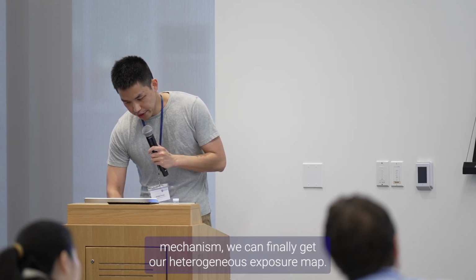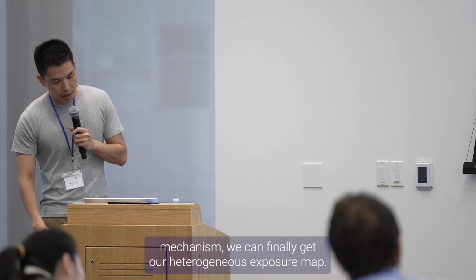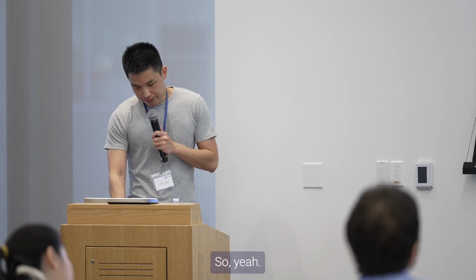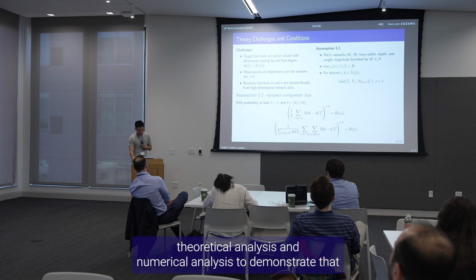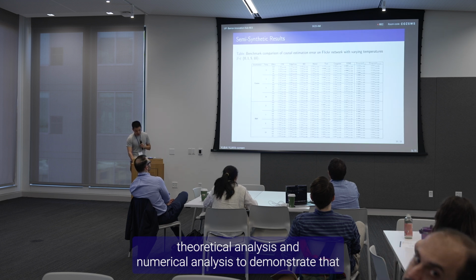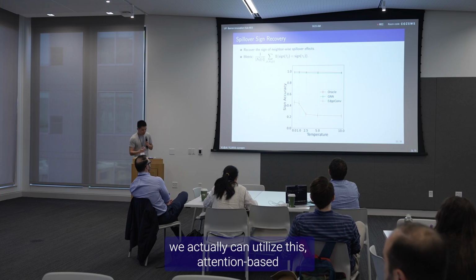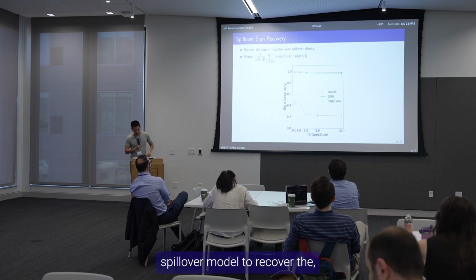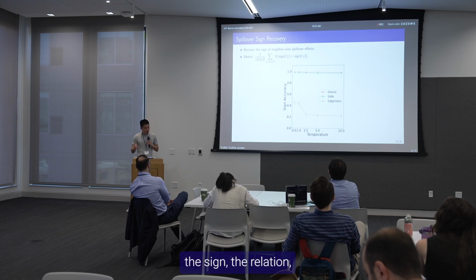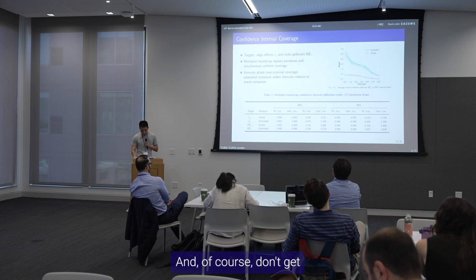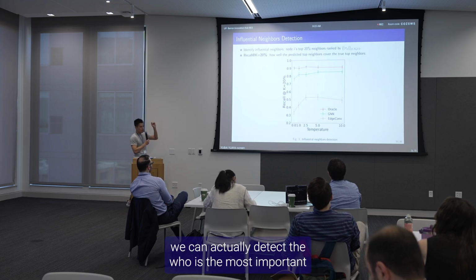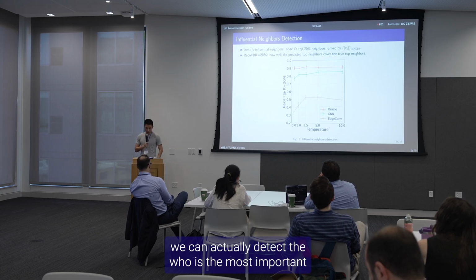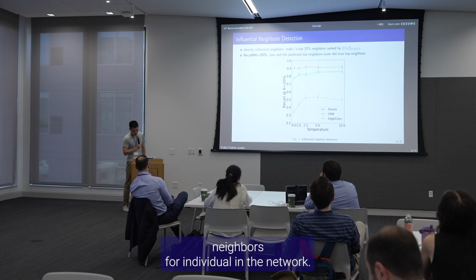And based on this attention-based spillover mechanism, we can finally get our heterogeneous exposure mapping. Okay. So of course, we have a lot of theoretical analysis and numerical analysis to demonstrate that we can utilize this attention-based spillover effect model to recover the signed relation, positive and negative spillover effect, and of course get, I think the most important, the influential neighborhood detection. We can actually detect who are the most important neighbors for an individual in the network.